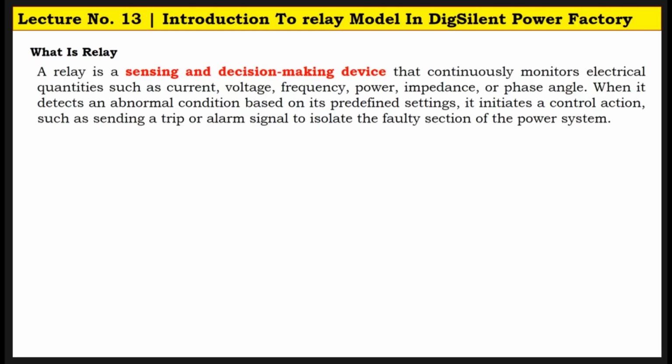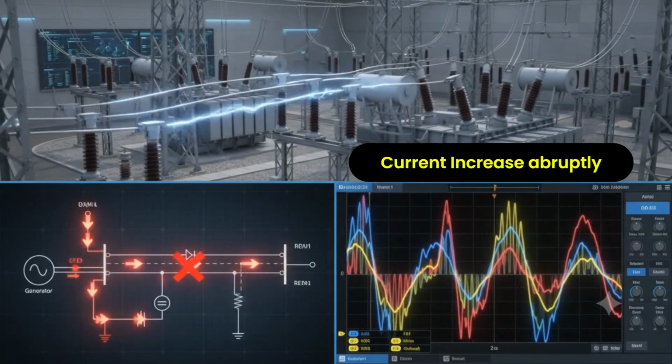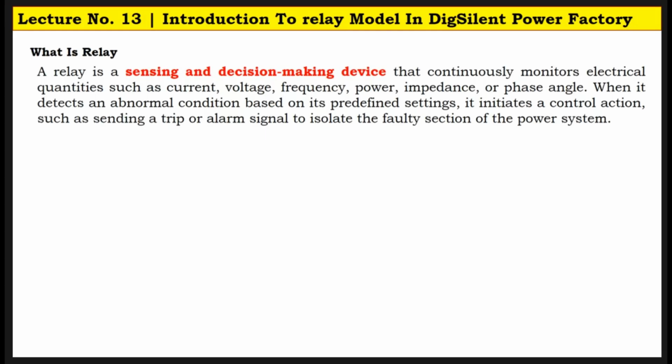For example, in case of a short circuit, the current suddenly increases to a very high value. The relay detects this change and checks it against the predefined protection settings, which are already defined in the relay. The relay determines that the condition is abnormal and requires protection. It sends a trip signal to the circuit breaker to isolate the faulty section.